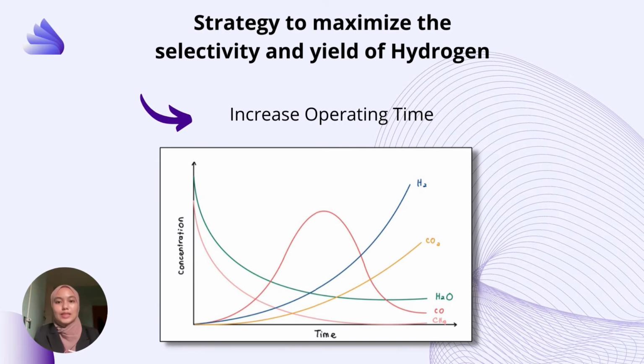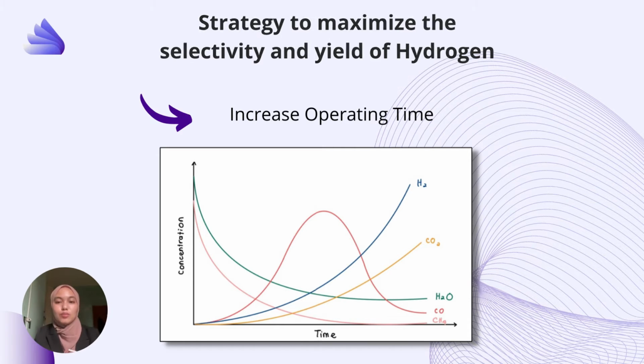Lastly is to increase the operating time of the SMR process. As shown in the graph, hydrogen, which is a desired product, increases over time. In a longer time, the reactants will completely be converted into hydrogen. Hence, the concentration of hydrogen will increase and more hydrogen will be produced.